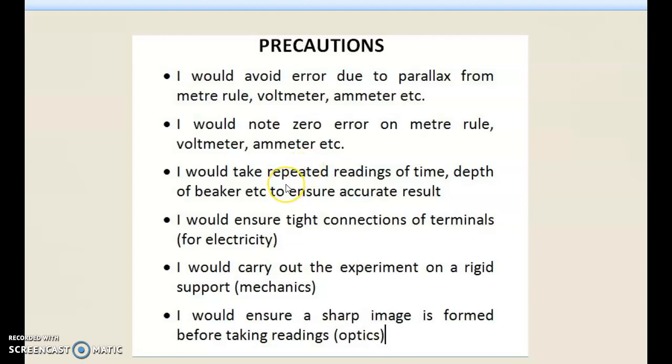And then you repeat readings for time, depth of beaker, etc. to ensure accurate results. Not all conditions you repeat your readings. It's only when you're talking about time, maybe depth of the beaker, that you have to do it twice, so you need that.